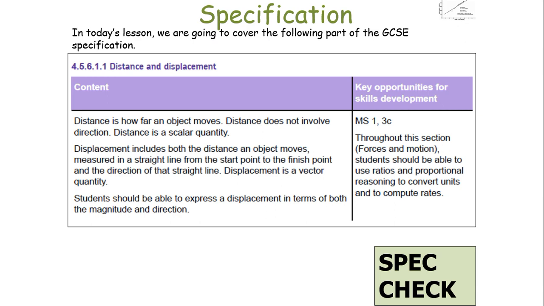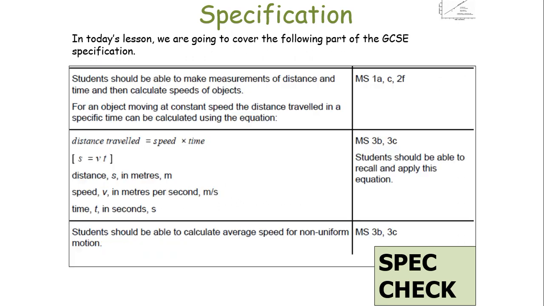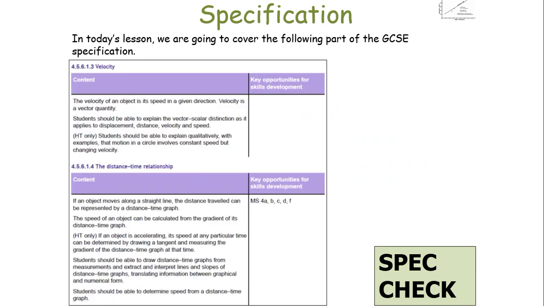So we're going to look at the distance and displacement part of the specification, the speed part of the specification, which links into the equation and the definition of the word speed, and then finally look at what velocity is and the distance time relationship.